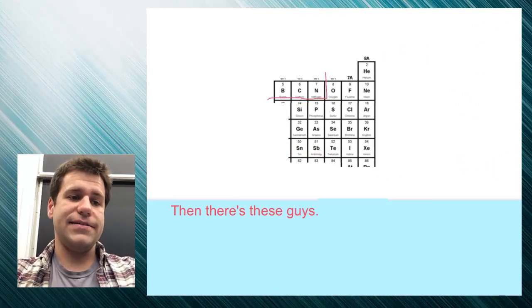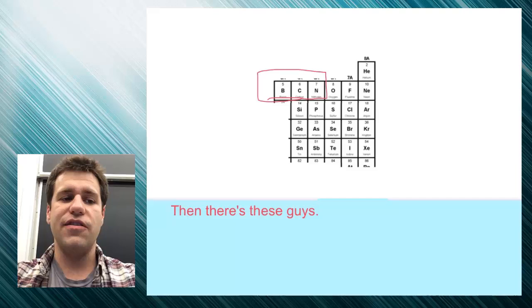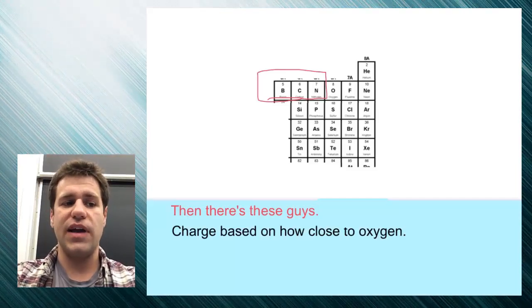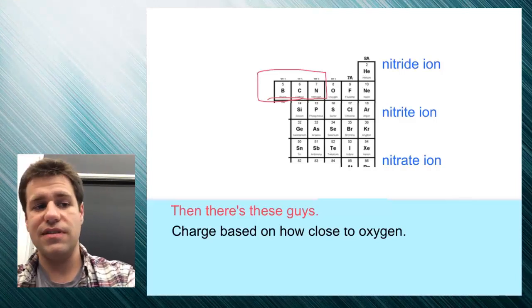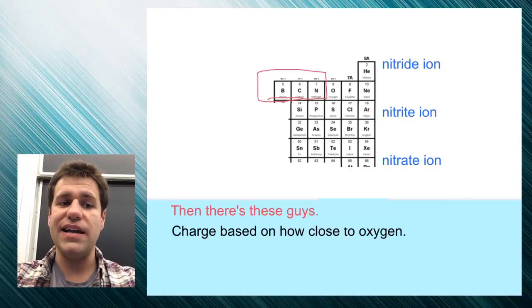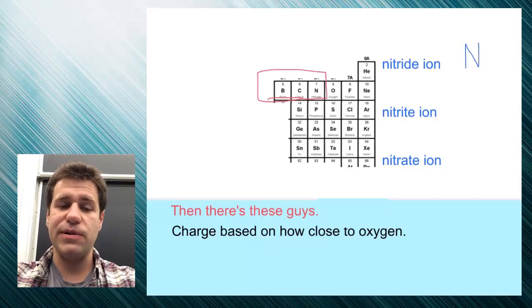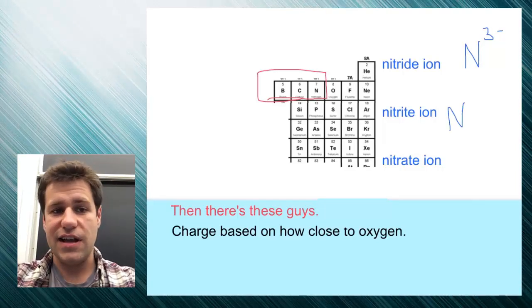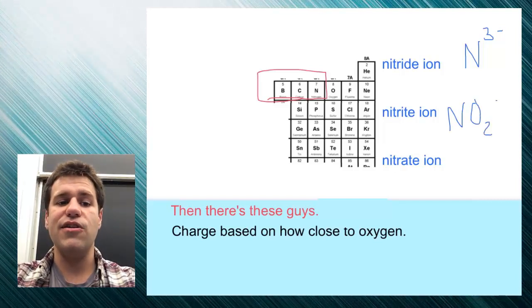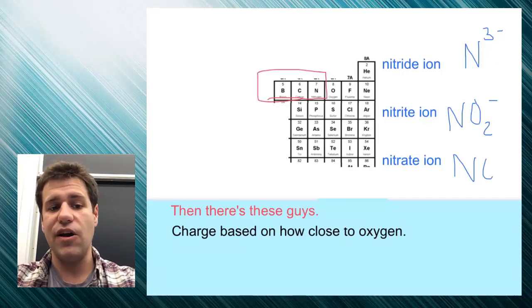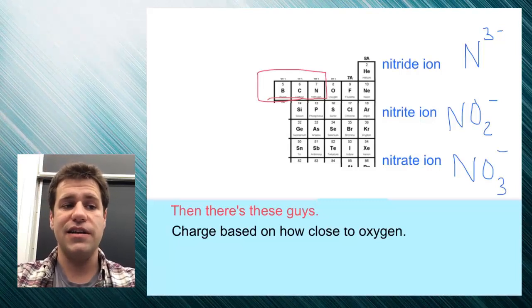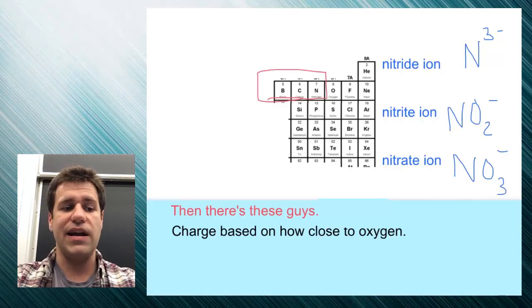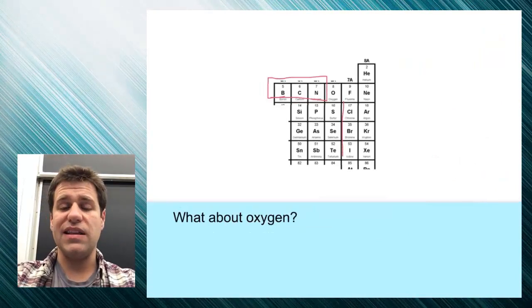Then there's these guys: boron, carbon, and nitrogen. They're the only tricky ones you have to deal with because they treat oxygen like it's a noble gas. Oxygen's attached to them, that's what we work with. So nitrogen by itself, you would anticipate a -3 charge, and that's indeed what it does. Nitrite and nitrate, now that there's oxygen involved, the charge is based off of how close they are to oxygen. So they only take on a -1. They're 1 away from oxygen. Carbon would take on a -2 if you add oxygens, and boron would take on a -3 if you add oxygens. So what about the oxygens?